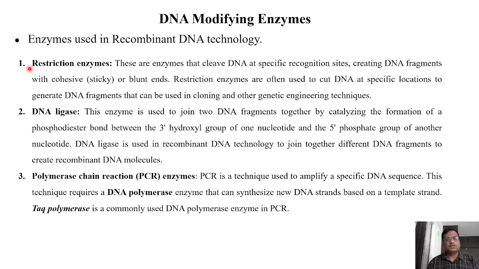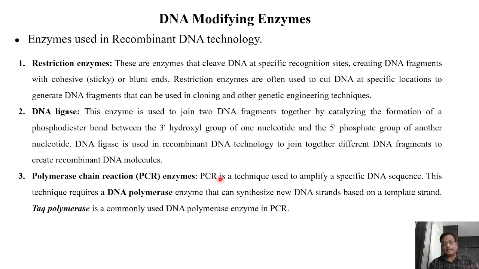We already understood restriction enzymes and how they are used, and DNA ligase. So the most important enzymes used in recombinant DNA technology. This is used to cut the DNA and this is used to join the DNA. Then polymerase chain reaction enzymes.